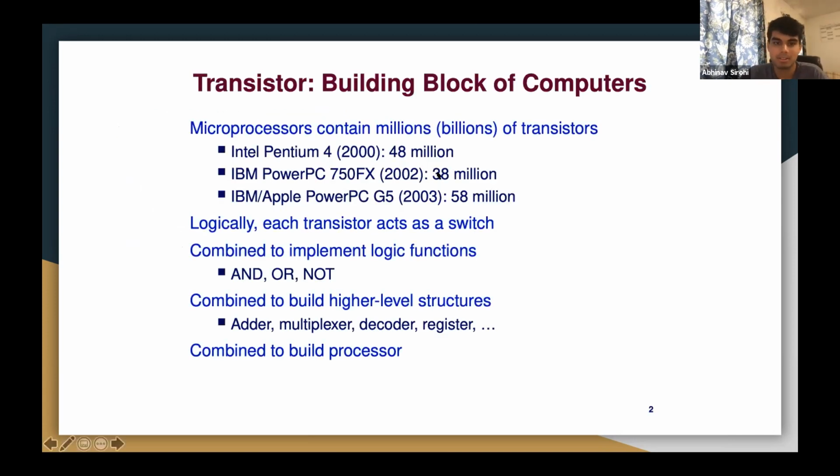Okay, so starting with transistors. Microprocessors today contain millions or billions of transistors, and these transistors are combined to implement logic functions. Those are then combined to build higher level structures such as adders or multiplexers and things like that. And then we could combine those to build the entire processor.